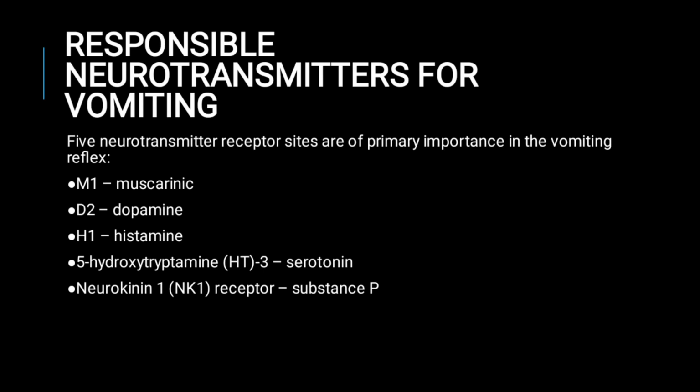Five neurotransmitters are of primary importance in the vomiting reflex: M1 muscarinic, D2 dopamine, H1 histamine, serotonin, and neurokinin 1 receptor, meaning substance P.